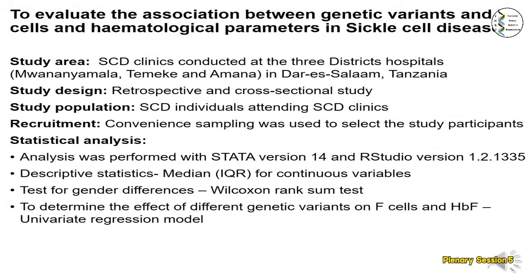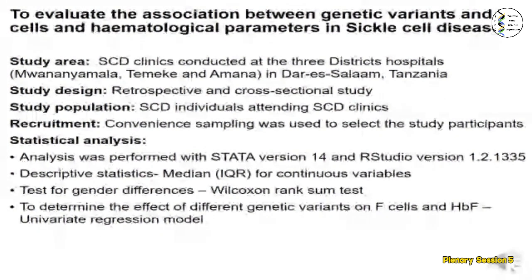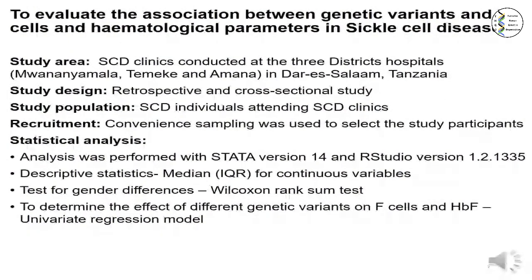To do the statistical analysis, we used Stata version 14 as well as the AfSHG. For descriptive statistics, we used median and interquartile ranges for the continuous variables. To test for gender differences, we used the Wilcoxon rank sum test. To determine the effect of different genetic variants on F cells and HbF, we used the univariate regression model.